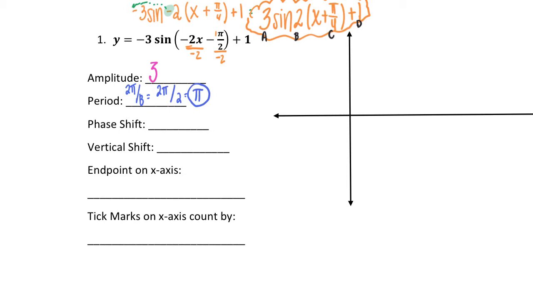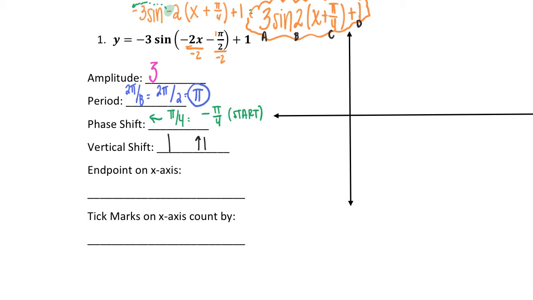Phase shift is our c value. The c value looks like positive pi over 4. We actually are going to go left pi over 4, so it's negative pi over 4. Remember, this is the same as our starting point on our x-axis. Vertical shift is 1. So that means we're going up 1 on our y-axis.